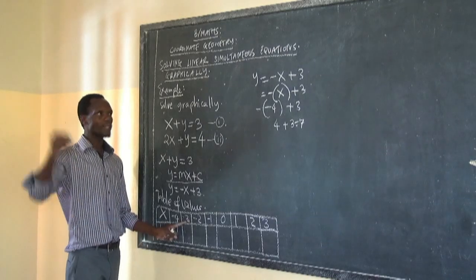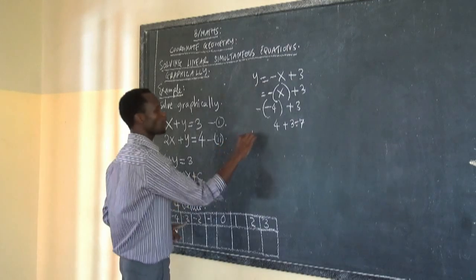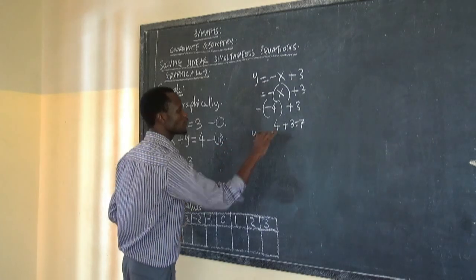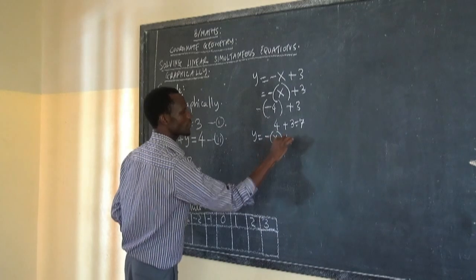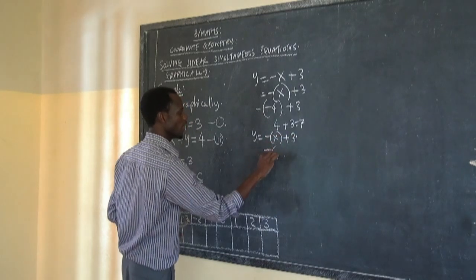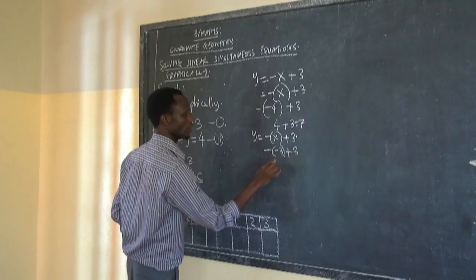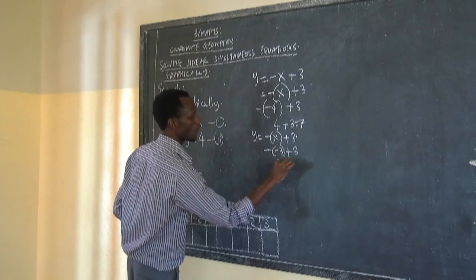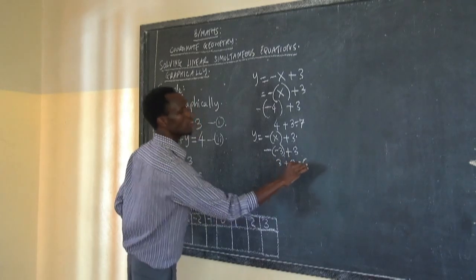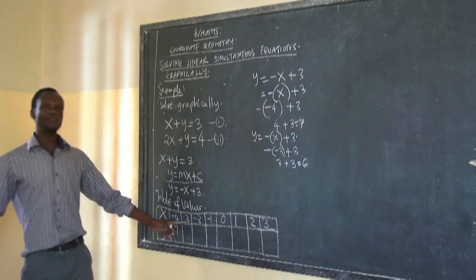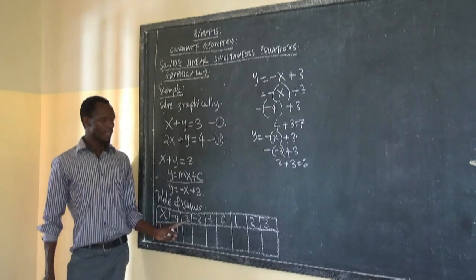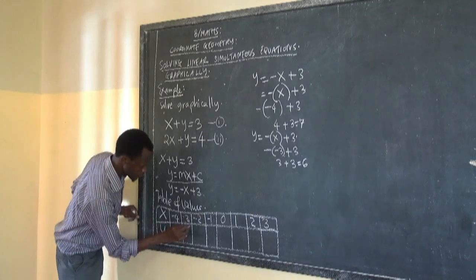X is equal to negative 3. That is to say, from y is equal now to negative x plus 3, x is equal now to negative 3. Now you have positive 3 plus 3, which now is equal to 6. Now, if x is equal to negative 3, then y is equal to 6.